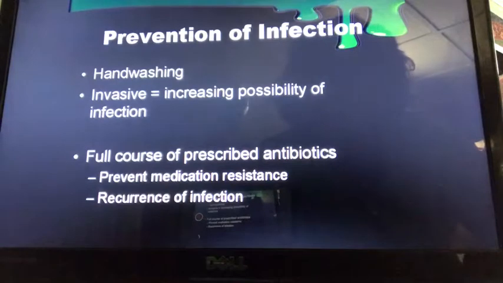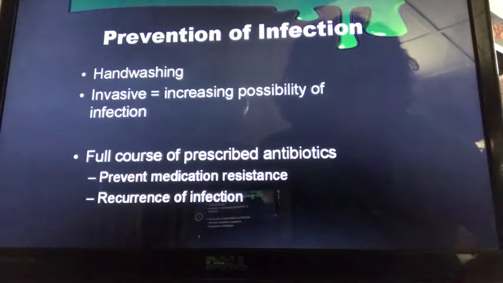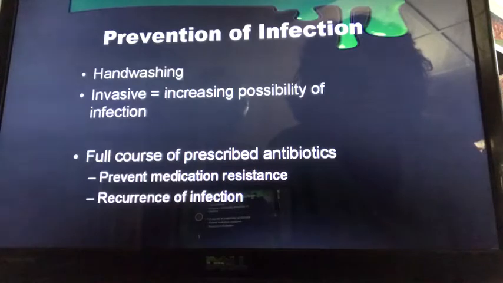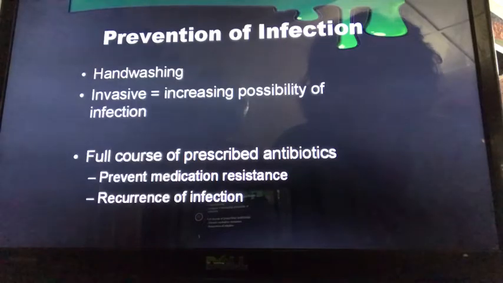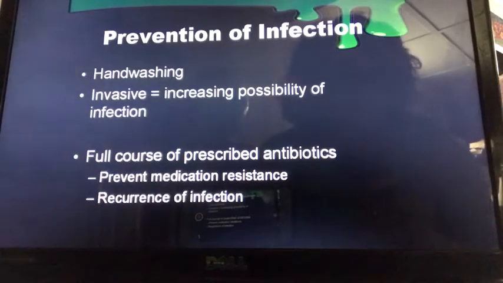So prevention of infection, this should be a review for you guys. Hand washing is the key to preventing all infection. Any procedure that's invasive causes an increased ability of an infectious microorganism to enter the body. Make sure that you know that all antibiotics should be taken for the entire prescription. If it says 10 days, they need to take it for 10 days. This prevents medication resistance and reoccurrence of that particular infection.